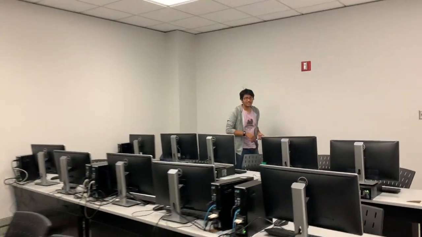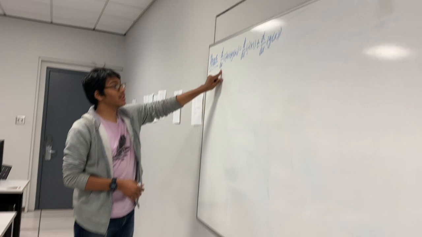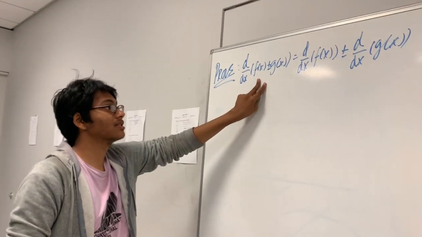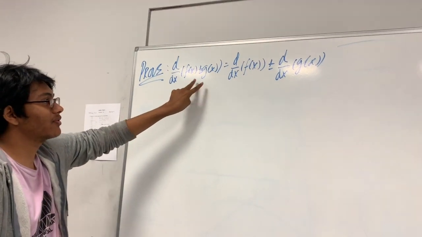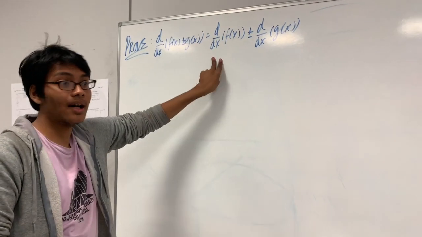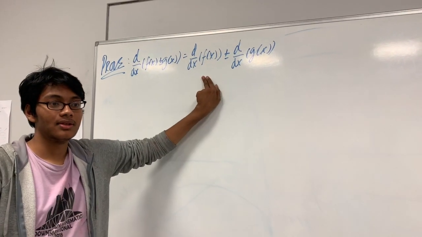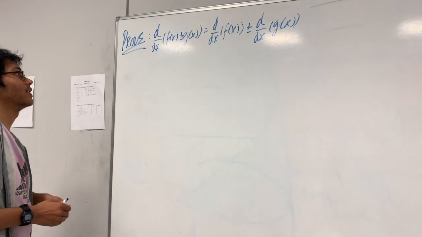Alright folks, what's up? This is another episode of Calculus. Today we're going to be looking at more rules with derivatives. And today we're going to be trying to prove this rule, the rule that states that the derivative of the sum of two functions is equal to the sum of two derivatives. Okay, so how do we start proving this?